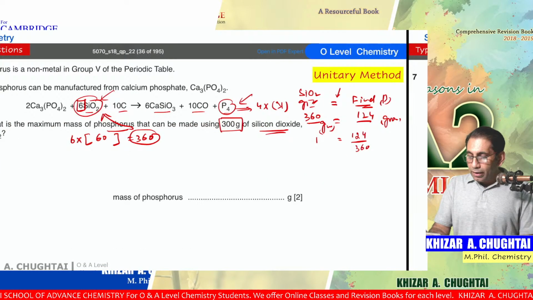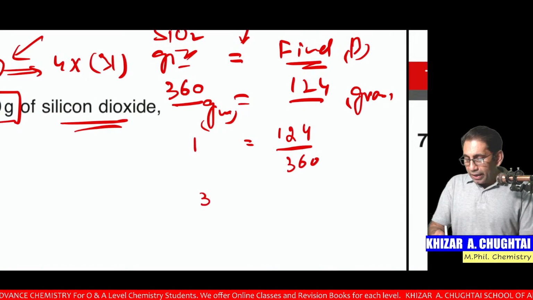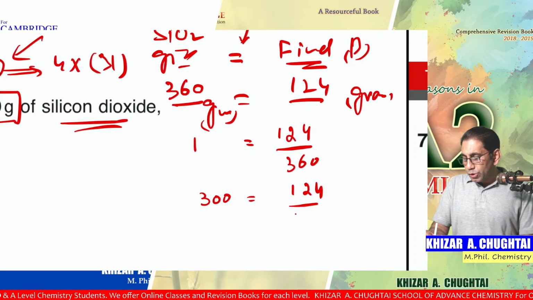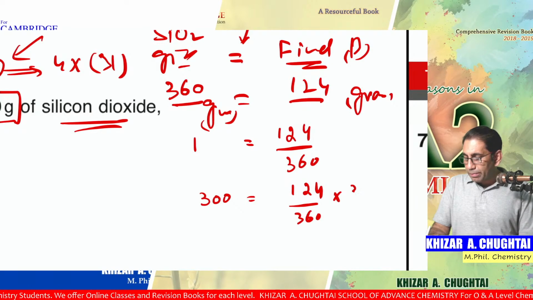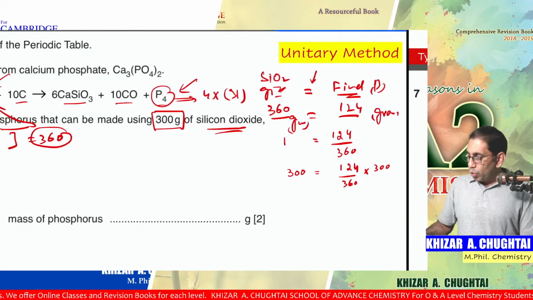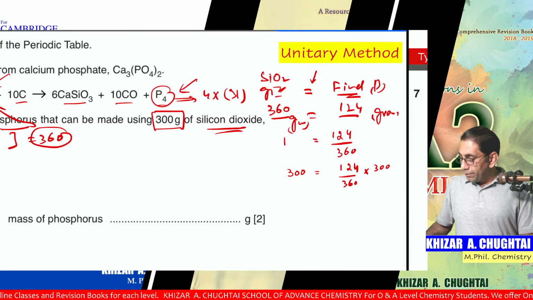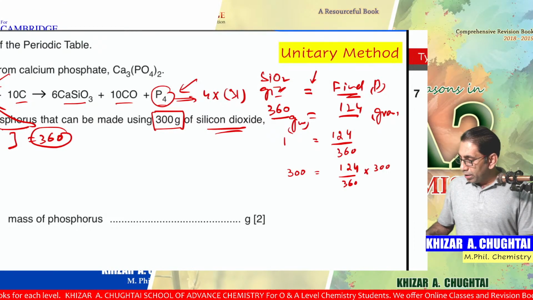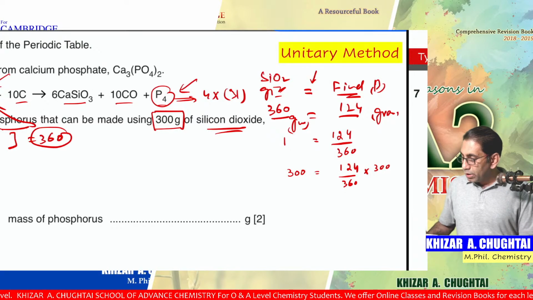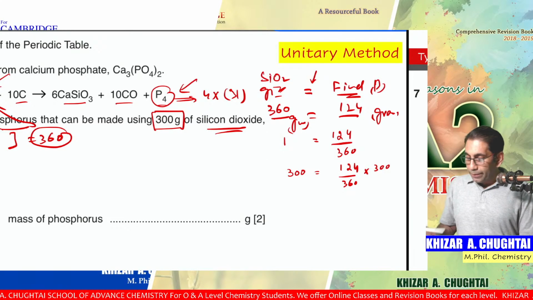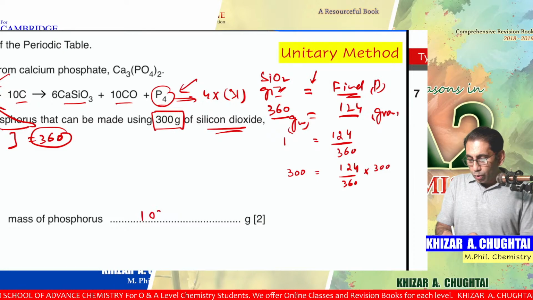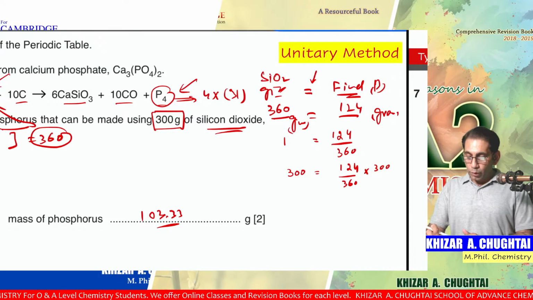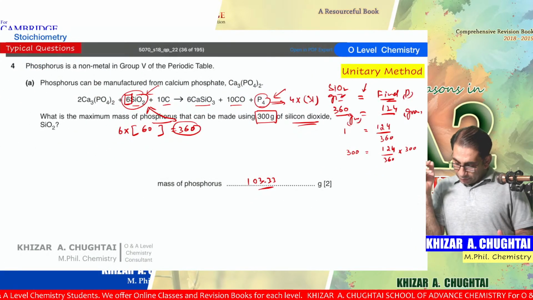And at the moment in this experiment we are using 300 gram. So ultimately multiply the whole answer by 300. So what should be the answer? I mean, 124 multiplied by 300 and divided by 360. The answer is 103.33, if I am not wrong. 103.33 gram is the answer. Correct. Good, Kamar. Good, Uzair. Thank you very much.